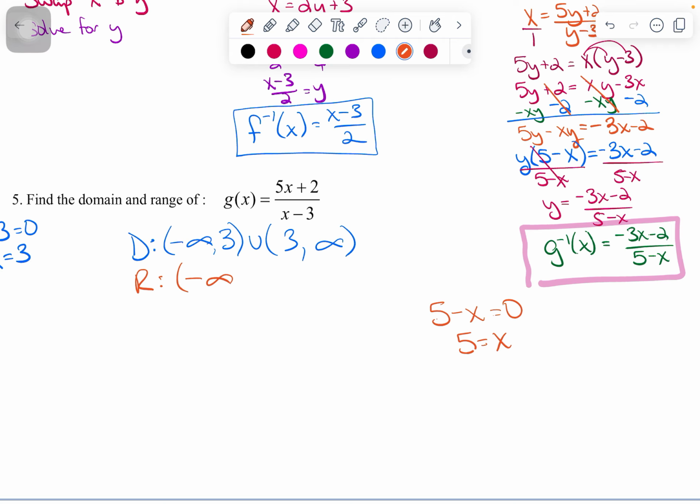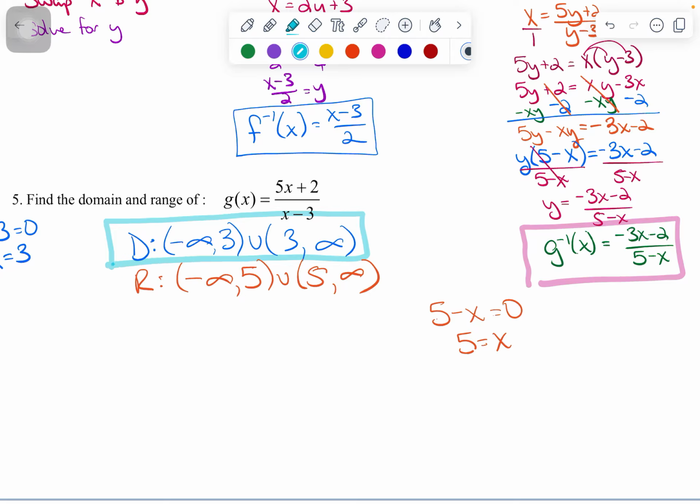So same thing I did with the first one, I had to throw out 3. Well, now I need to throw out the number 5. So negative infinity to 5, union 5 to infinity. So domain is everything from, let me grab a highlighter here, everything from negative infinity to infinity minus the number 3. And then my range is everything from negative infinity to infinity minus the number 5.